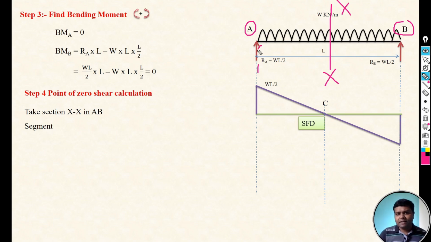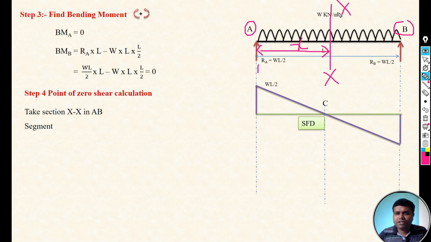Consider that particular section having distance X, meaning whatever section we are considering, that section has distance X from any one end, either A or B. Now we have started our calculation from left to right, that's why I am considering that the X distance is from the left point. So here we are assuming the distance of that particular section, XX section, from the A point, that is X.